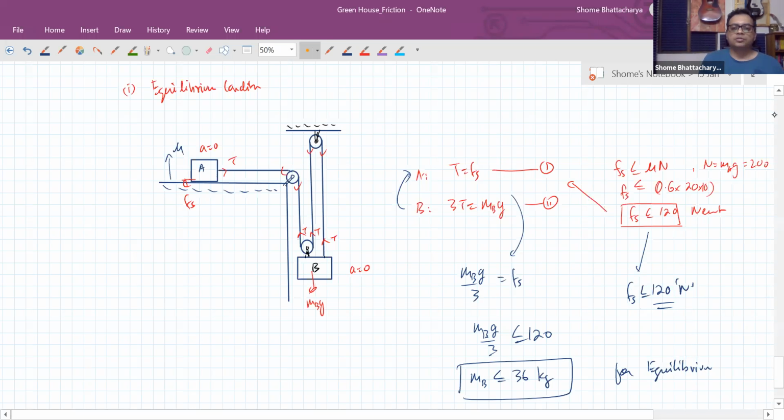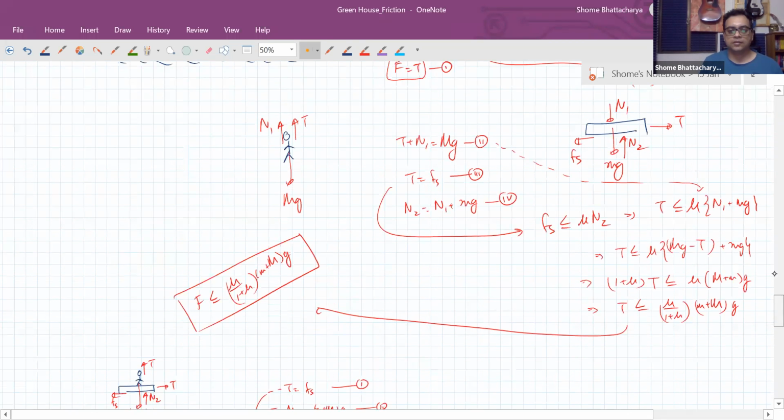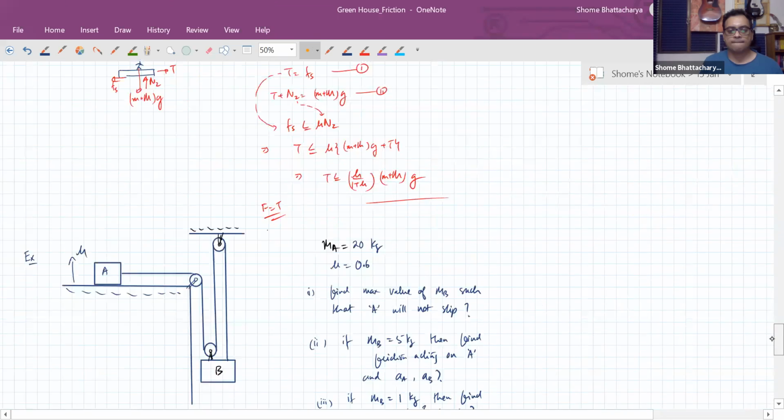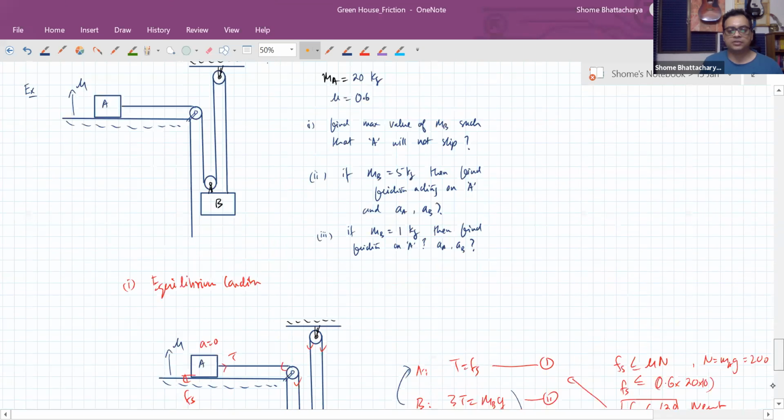So now you can see both the cases that I've given you after this, they are of equilibrium condition only. Because in the second part, I've taken mass of B as how much? 5 kg, and third part is 1 kg.